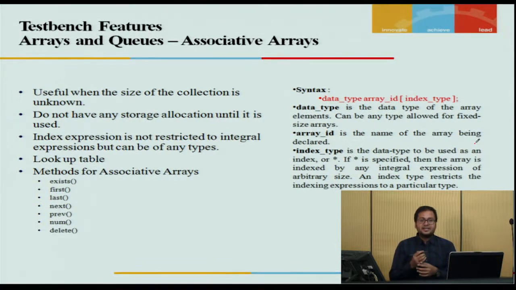So consider the syntax. It's basically a data type, which can be int, struct, union, or a shortint, or a byte, or a logic, or a reg, anything. Then you give a name of your associative array. Here I have given the name array ID, and then this index type. Index type can be, again as I told, an integer, a string, a class object, a wildcard. So anything can be the index type.